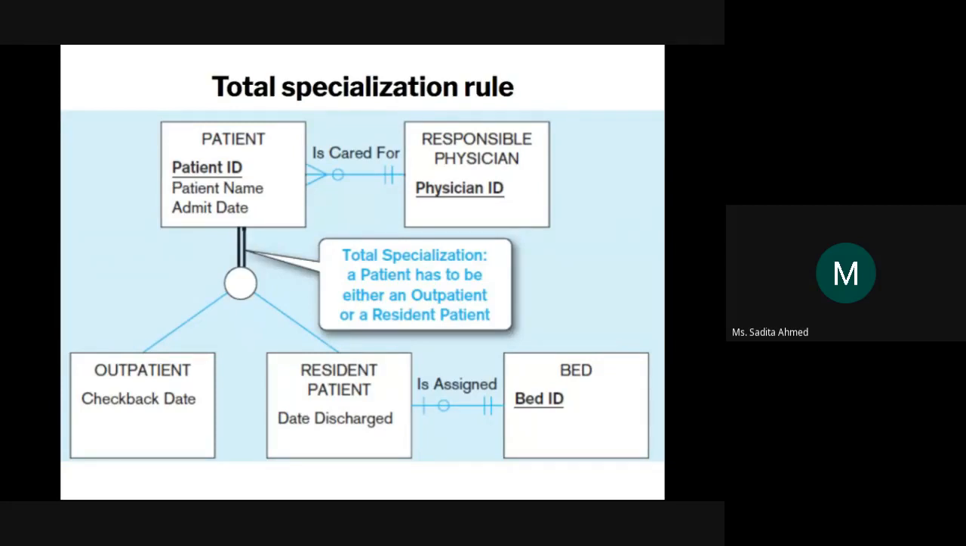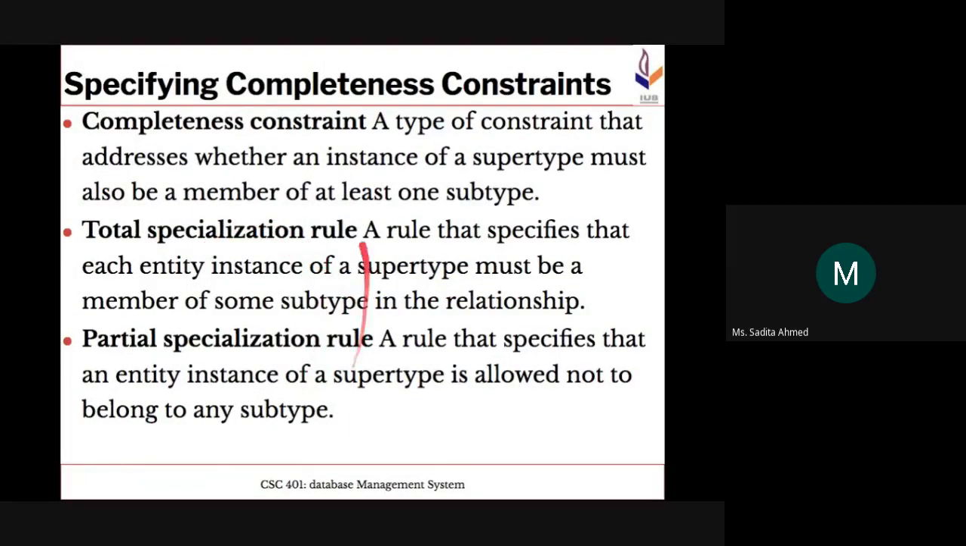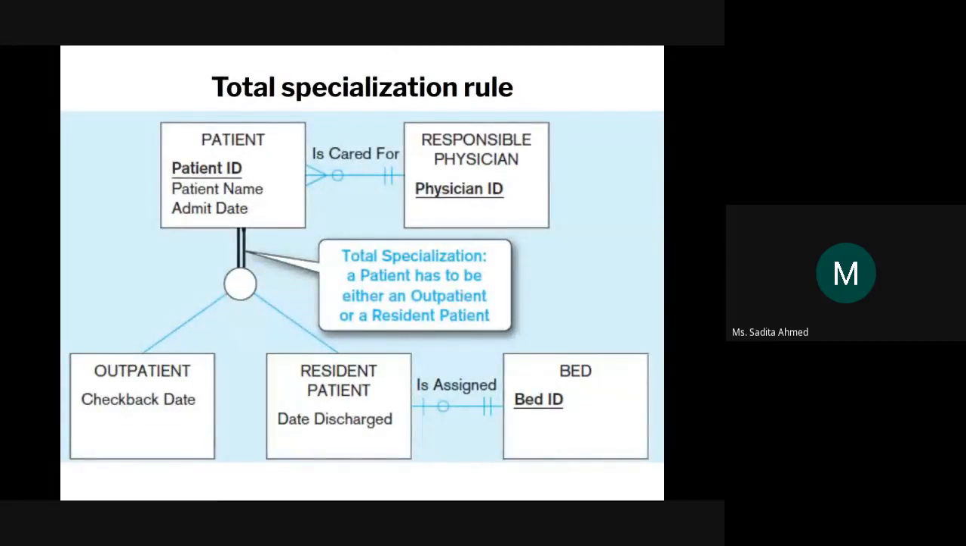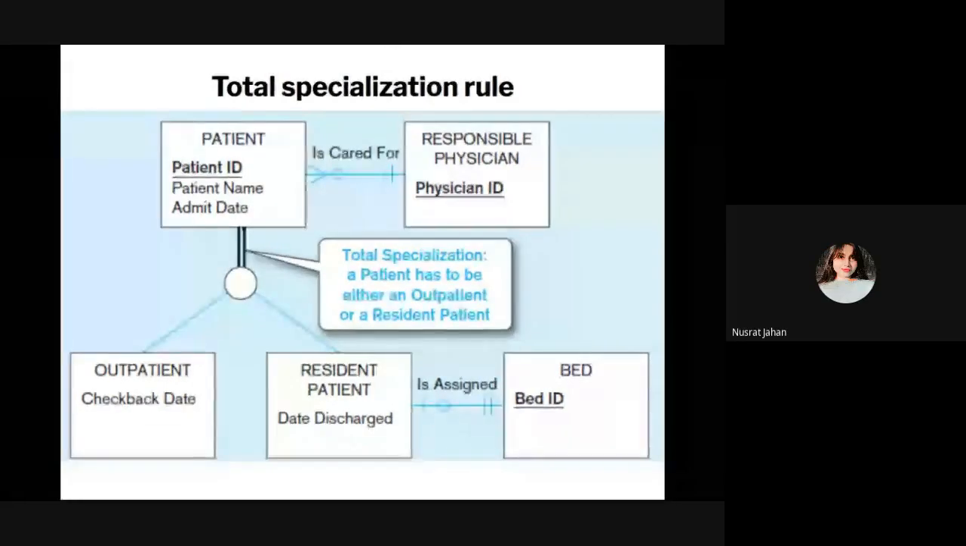And remember, it must follow one of these rules, either total specialization or partial specialization. If I put this double line, it says that this supertype-subtype relationship follows the total specialization rule. That means I cannot create any patient instance who is neither an outpatient nor a resident patient. The patient instance has to be at least either an outpatient or a resident patient. Okay. Clear, everyone? Yes, miss. Okay, cool.